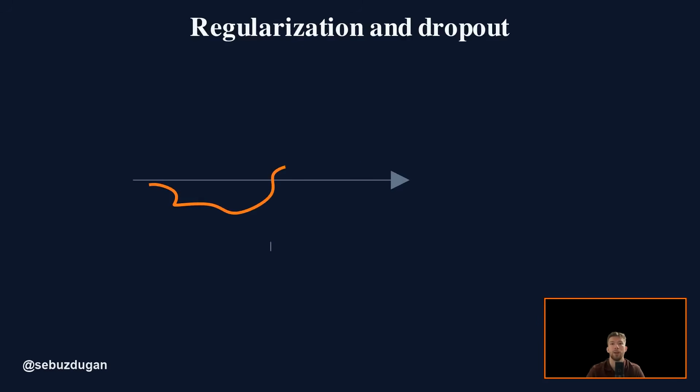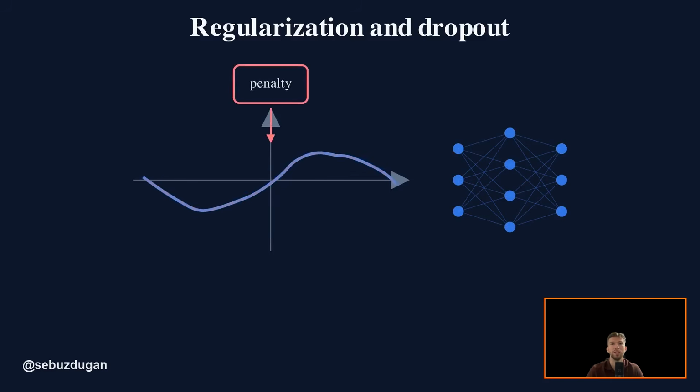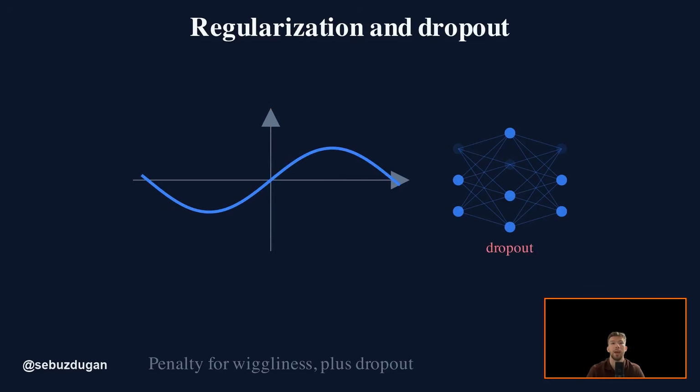Third, add regularization. Think of it as a penalty for being too wiggly. It gently pulls the curve back towards smooth. Dropout helps too. It hides random parts of the model during training.